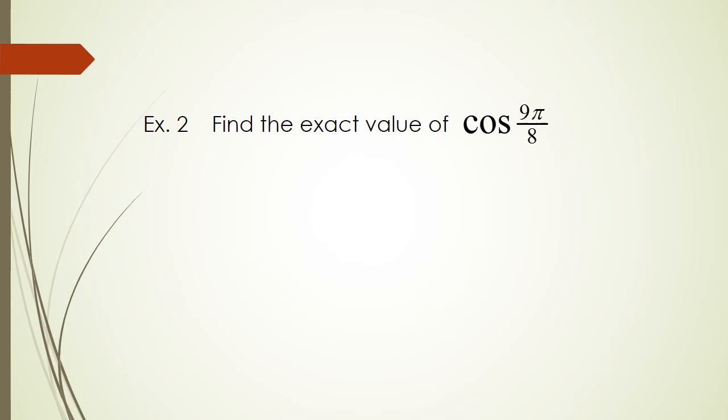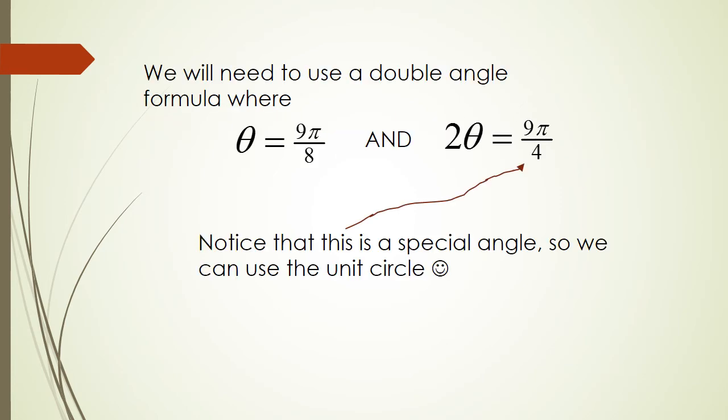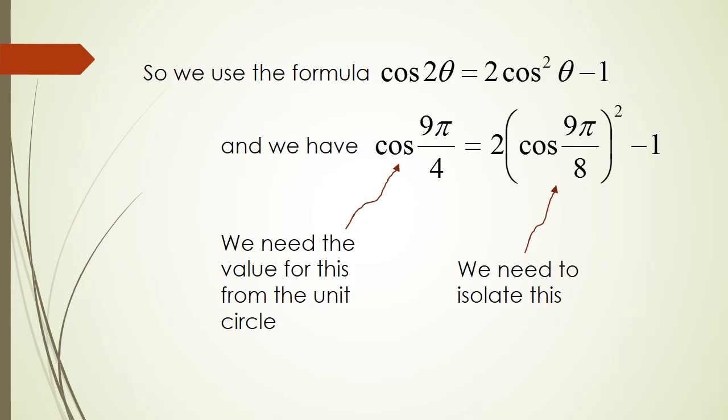So the only way that we can do this is we have to look at 9 pi over 8 as being theta, and we have to find 2 theta. So if theta is 9 pi over 8 and we double it, we get 9 pi over 4, which is really cool because 9 pi over 4 is one of the special angles on the unit circle. So let's use our double angle formula, and let's put in 9 pi over 4 for 2 theta and 9 pi over 8 for theta.